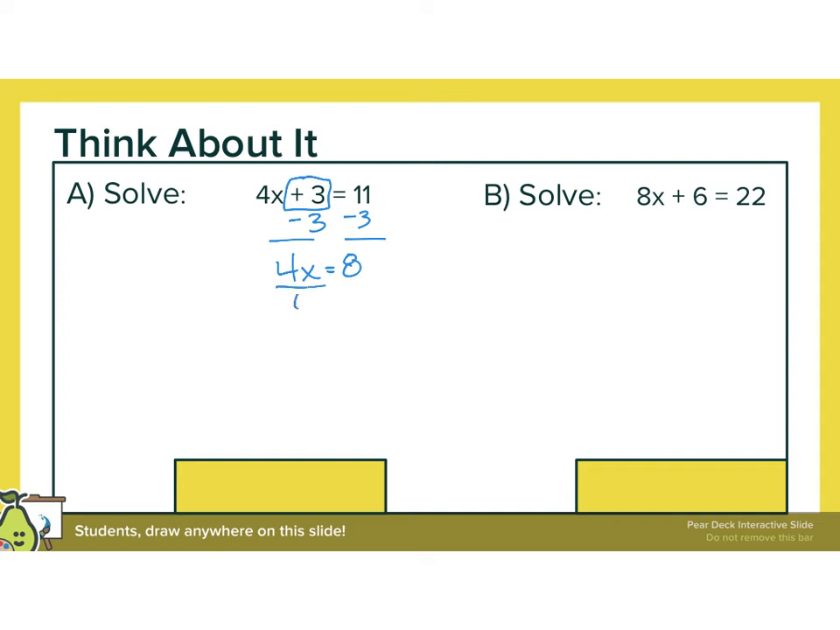Isolate the variable by dividing. X equals 2. Doesn't ask me to check, so I'm not going to check. That's a pretty simple one. Same thing for equation B, 2 steps. Get rid of the positive 6 by subtracting 6. So 8x equals 16. Isolate by dividing by 8. And again, I get x equals 2.